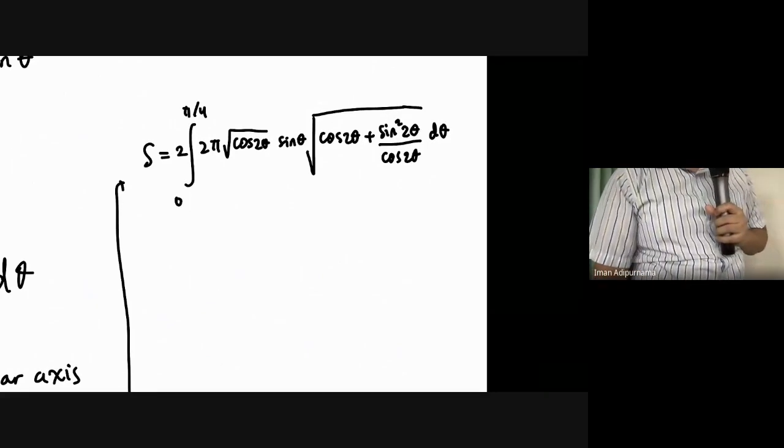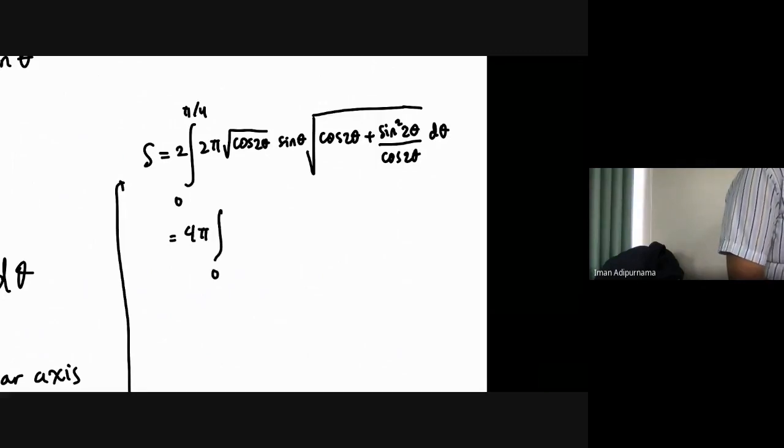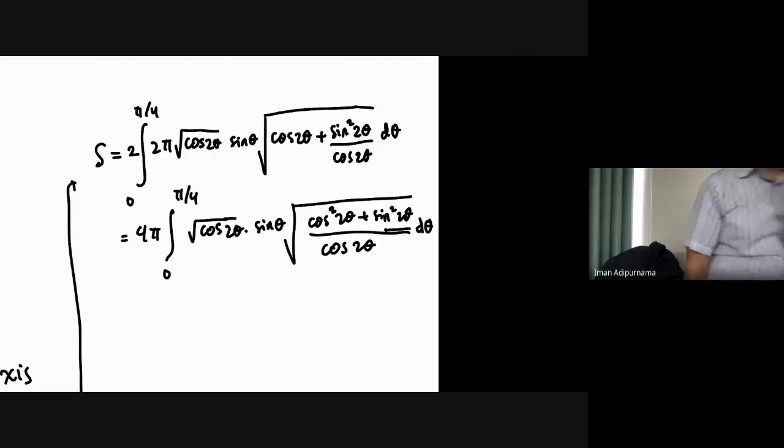Now we need to solve this. Let me solve this from 0 to pi over 4. Let me just write this is still sine theta. And the inside of the square root will be cos 2 theta times cos squared 2 theta plus sine squared 2 theta, and then d theta. This whole thing becomes 1. And this cos 2 theta can be cancelled with this one.